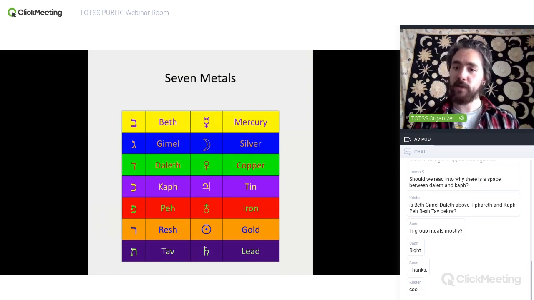So to Mercury is, surprise, Mercury. To the moon, we get silver. For Venus, we have copper. For Jupiter, we have tin. For Mars, we have iron. For the sun, we have gold. And for Saturn, we have lead. These all have the nice benefit of all being actual elements. None of these are alloys or compounds. A lot of these make just really obvious, intuitive sense.